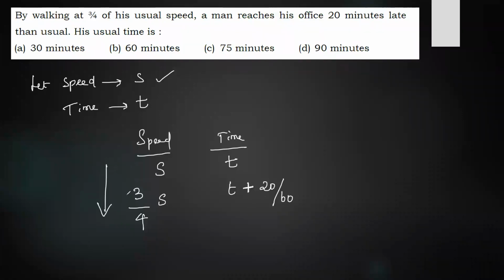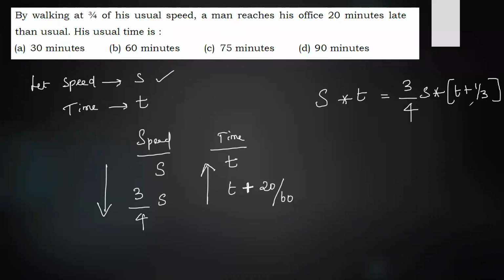When speed decreases to 3/4, which is 75%, the speed decreases and the time will increase. Yes, we are late. So clear? Speed decreases, time increases. So you can go for the indirect variation method, just multiplying directly. So S into T equals 3/4 S into T plus 1/3. Okay, you can strike S on both sides.